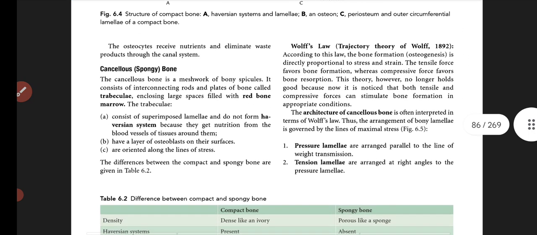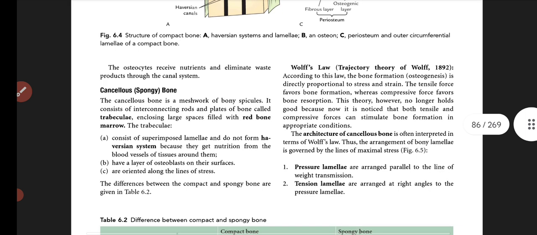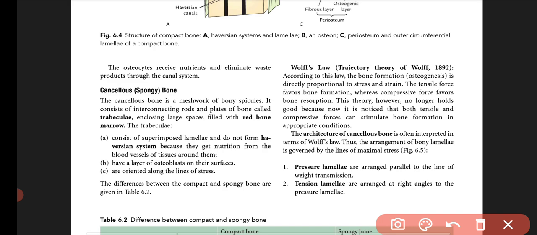And number two, one is the compact part, one is the cancellous part. Cancellous part is also known as spongy bone. The cancellous bone is a meshwork of bone. It consists of interconnecting rods and plates of bone called trabeculae. In the compact bone, the main system is the Haversian system, and the cancellous part of the bone consists of trabeculae enclosing large spaces filled with red bone marrow. The trabeculae consist of superimposed lamellae and do not form Haversian systems because they get nutrition from the blood vessels. Okay.